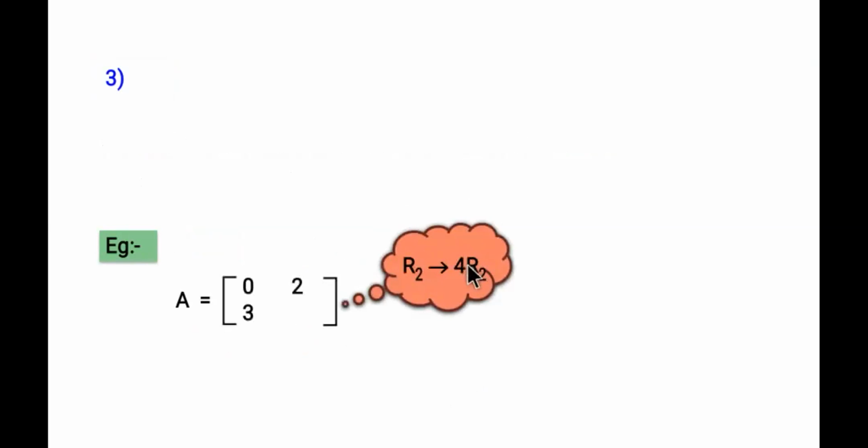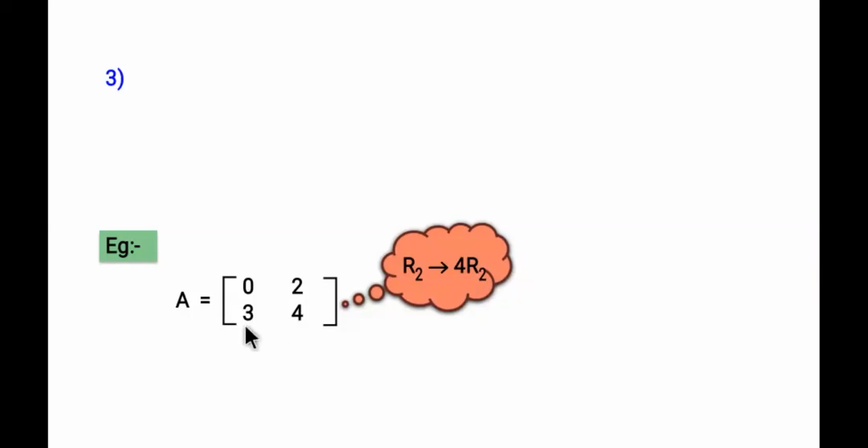Now the third operation, I'm going to again start with an example. I have considered one matrix. Now see the operation which I've written. R2 changes, sorry, R2 changes to 4 times R2. This is not an interchange, it just implies a change. That means whatever elements are in your second row, you're going to multiply those elements by 4. This is what this particular operation says.